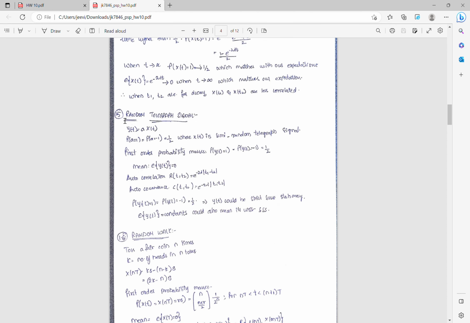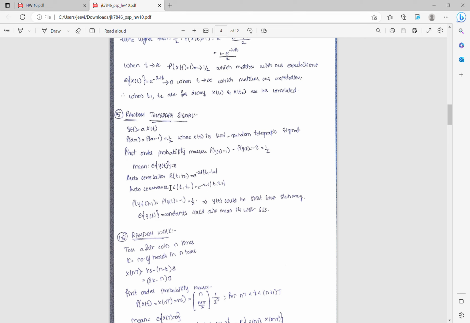Now in 1.5, we should speak about the random telegraph signals. That is, given y of t, we know that y of t is equal to a into x of t. That is, the probability of a equal to 1 and the probability of a equal to minus 1 will each be equal to 1 by 2. Here x of t is a semi-random telegraph signal.